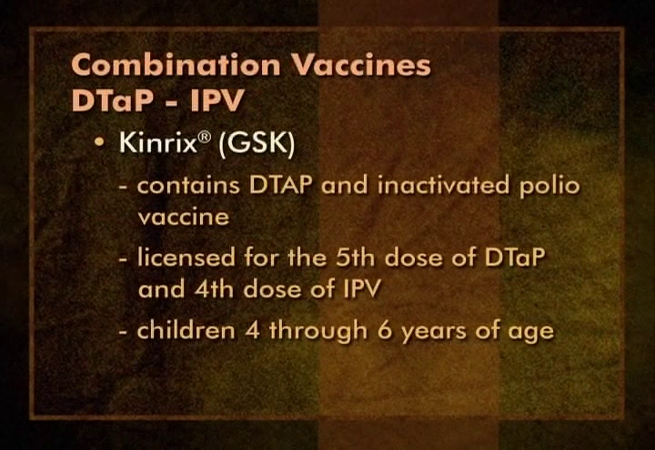The third combination vaccine that contains DTaP is Kinrix, produced by GlaxoSmithKline. Kinrix contains DTaP and inactivated polio vaccine. Kinrix is licensed only for the fifth dose of DTaP and the fourth dose of IPV for children 4 through 6 years of age. Kinrix should not be used for earlier doses in the DTaP or IPV series or for children younger than 4 years of age.